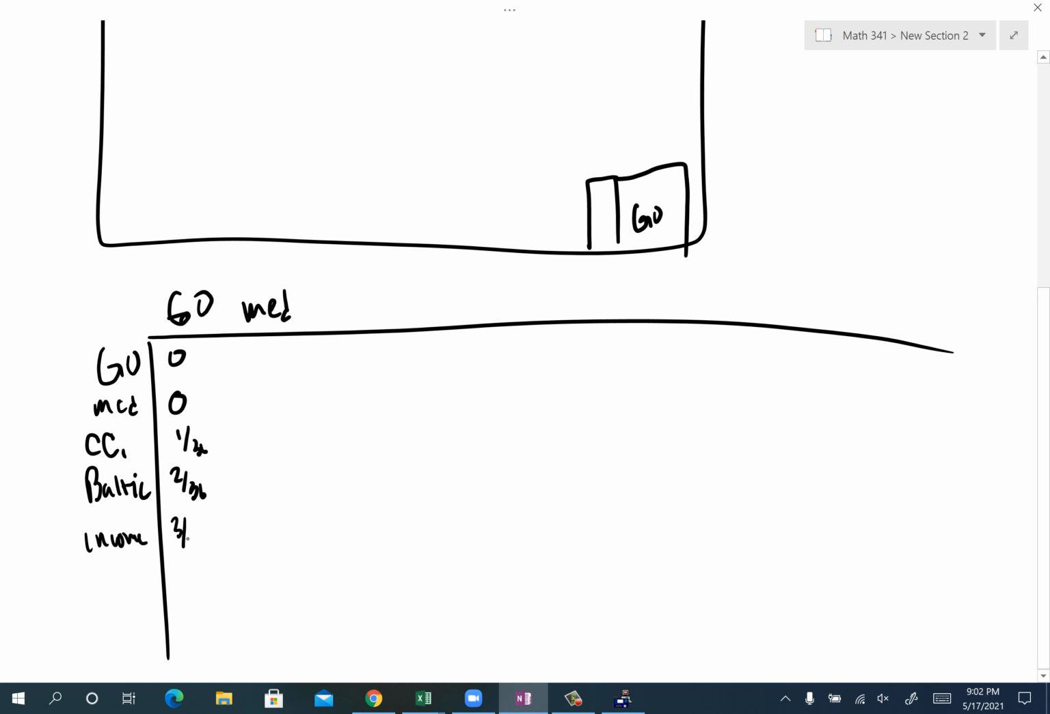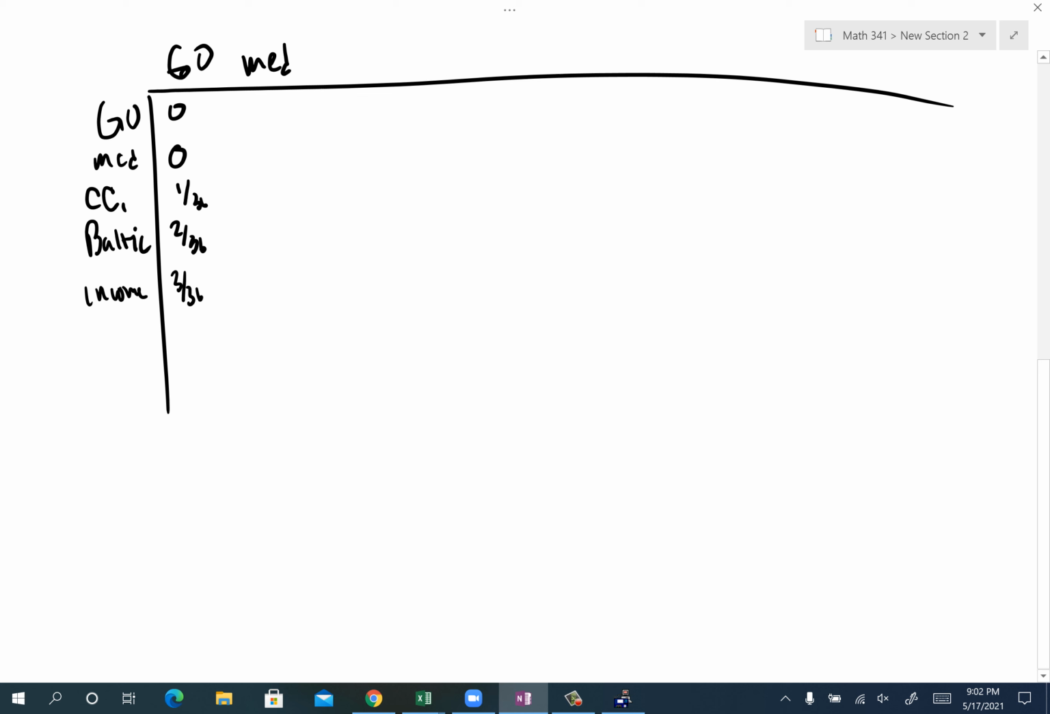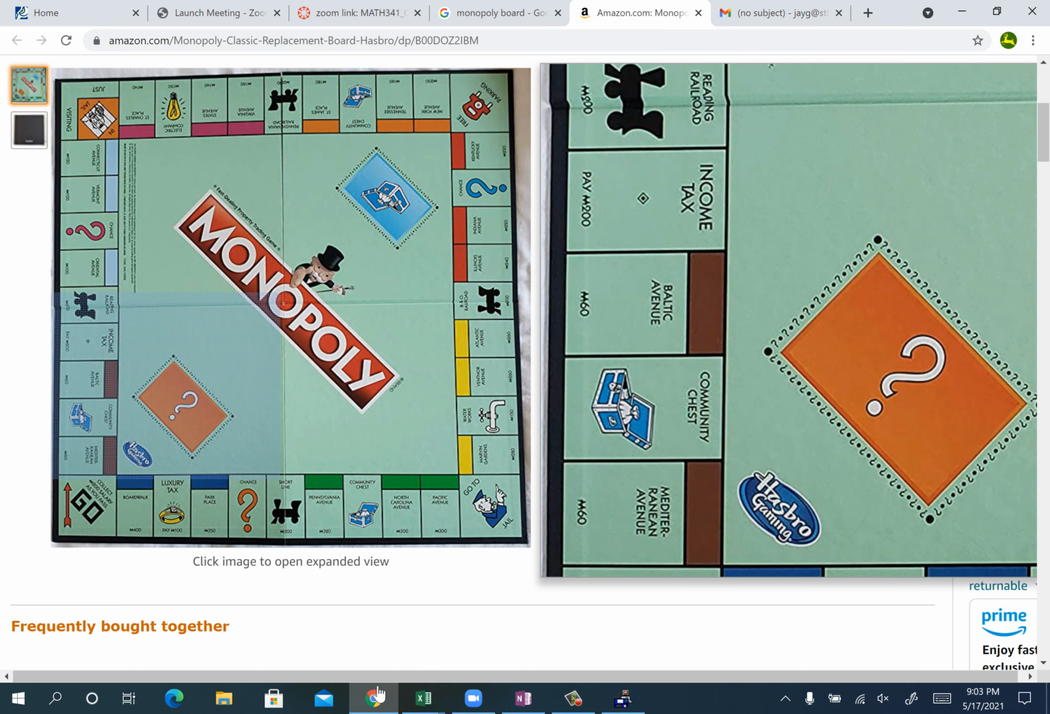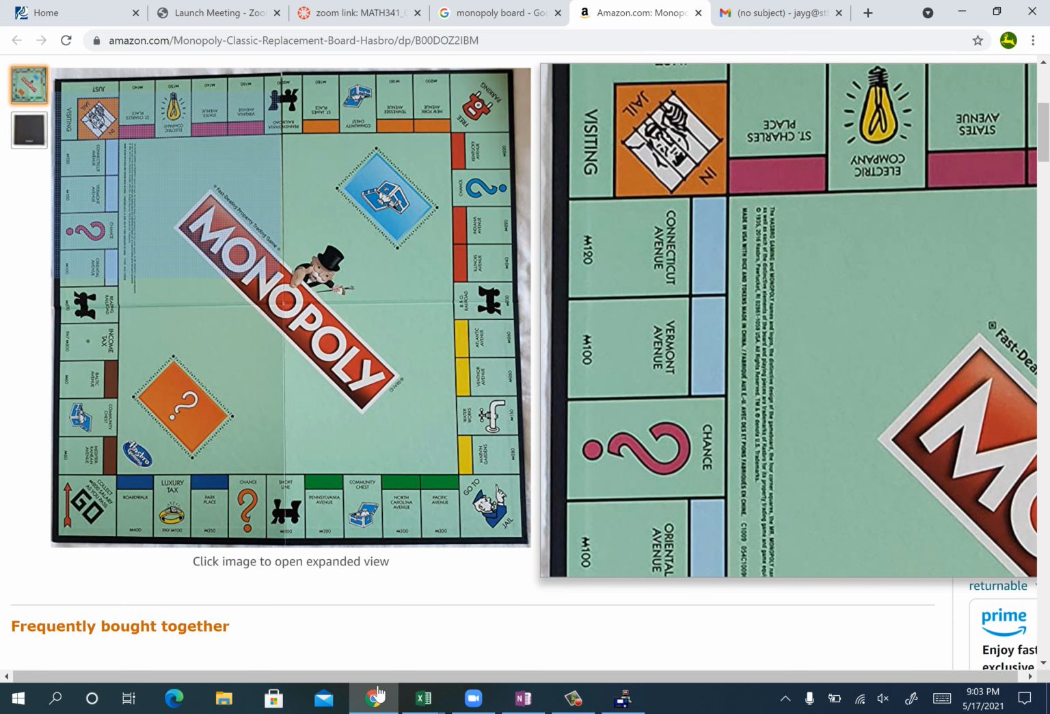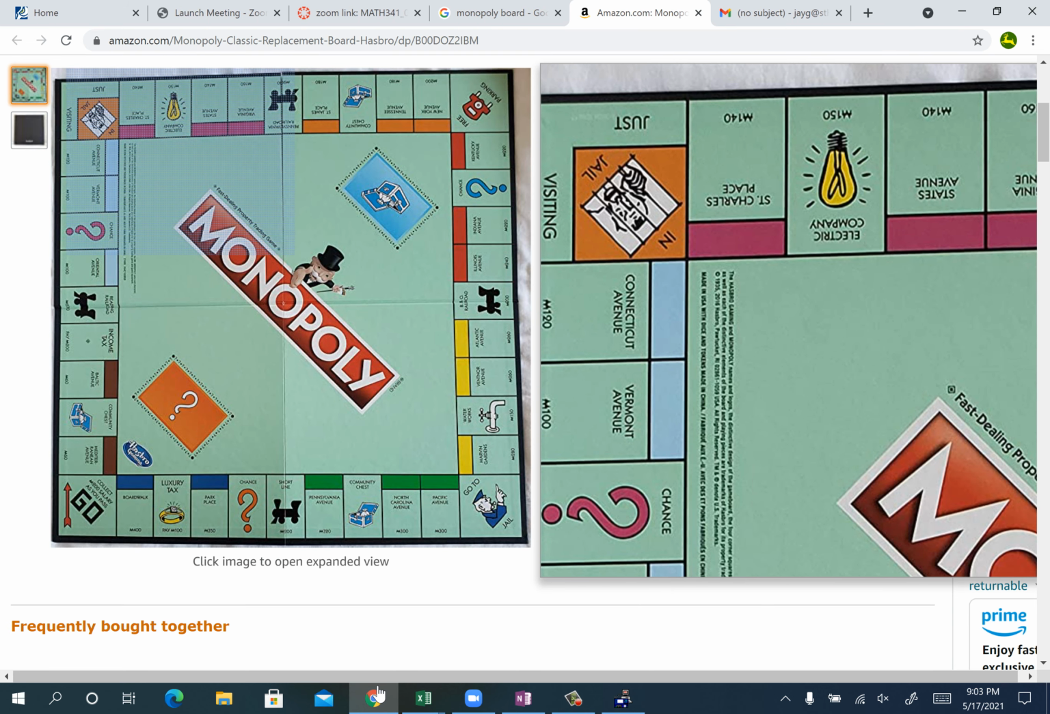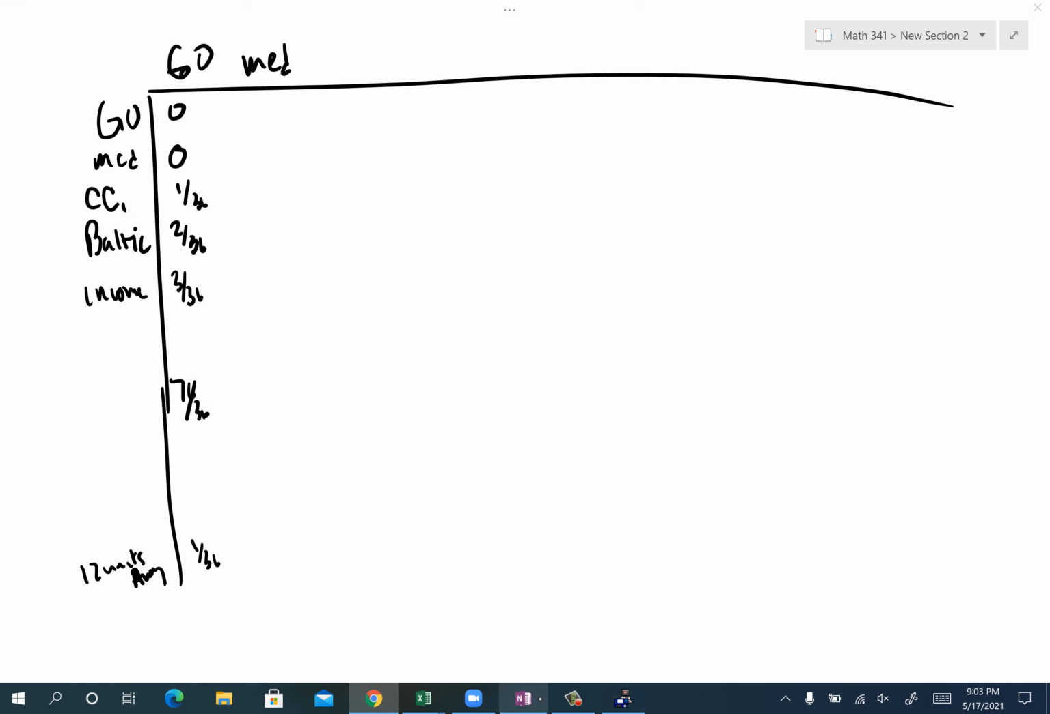It's 3 out of 36, and so on and so forth. Eventually, you're going to get up here to 7 out of 36, and then it's going to come back down to 1 out of 36 when you are 12 units away. Okay, because that's the most you can get. So on the board, that'd be 1, 2, 3, 4, 5, 6, 7, 8, 9, 10, 11, 12. So when you're on the electric company, that is a 1 out of 36 chance of happening.